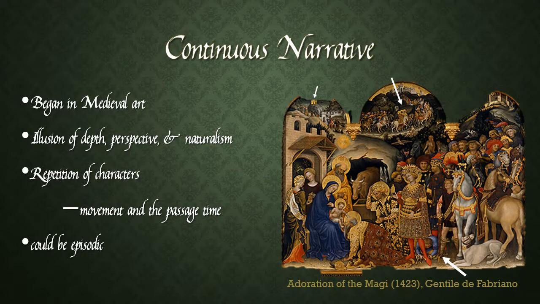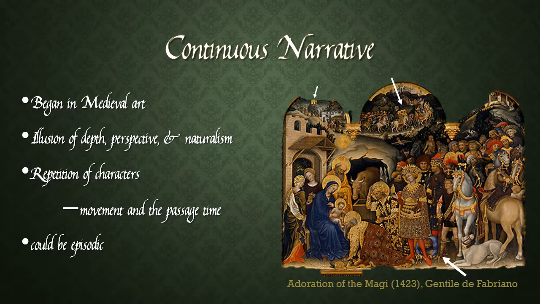Pictorial déjà vu, or the continuous narrative, may seem to be the strangest or most confusing narrative technique to modern viewers. However, it was comprehensible in the 15th century. This form began in the medieval era and relied on the repetition of characters. As we can see in the Adoration of the Magi by Gentile da Fabriano, the 3 kings appear in 3 different locations: once in the top left looking at the star, a second in the center top traveling to the birth of Jesus, and a third at the bottom worshiping at his feet.